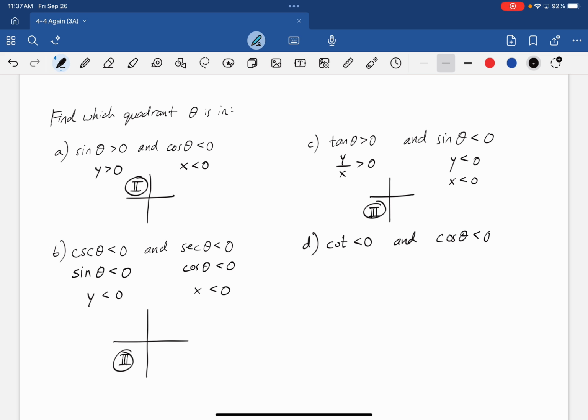Okay, now if cotangent is negative, then that means that x over y is negative, which tells us that x and y have opposite signs. So either one is positive and the other is negative, or vice versa. But we also know that x is negative based on cosine theta being negative, so that tells us that y is positive. That places us in quadrant 2.